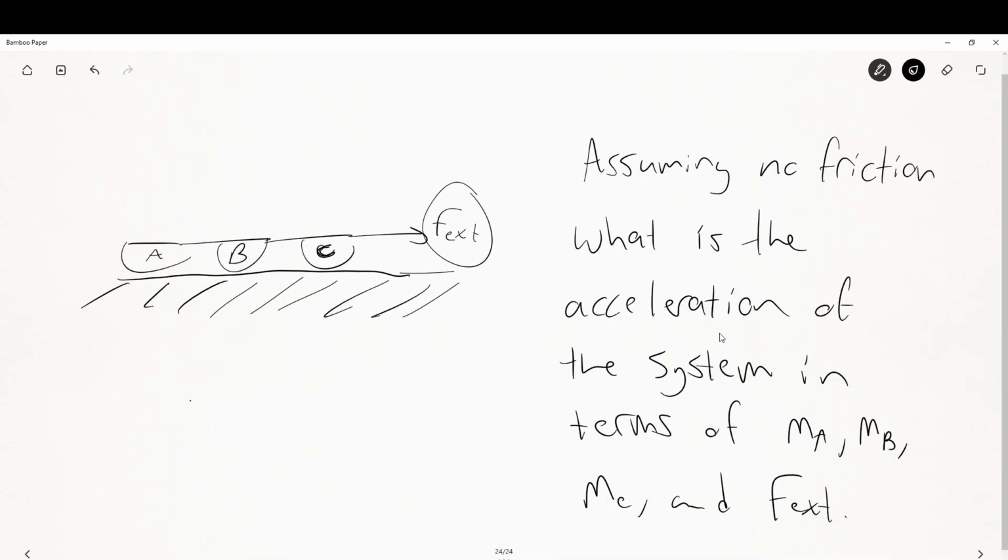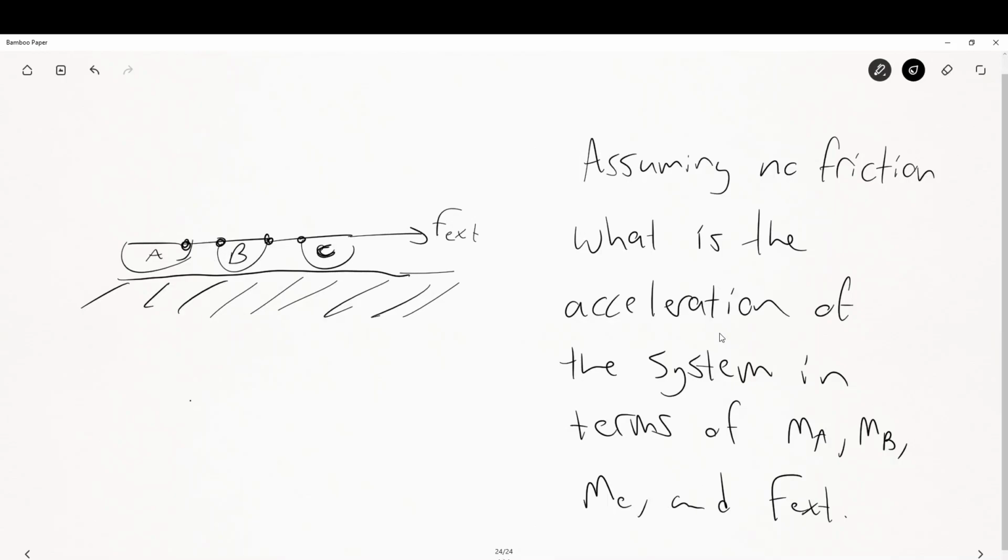So we have some external force here. It's provided by something that's pulling these three sleds. And we're imagining that there's no friction, so maybe these sleds are moving across ice or something like that. And each of the sleds has a mass, and they're attached to each other by strings, by tension forces.